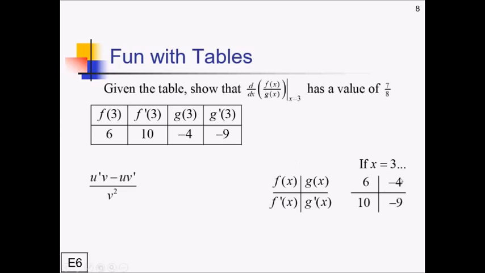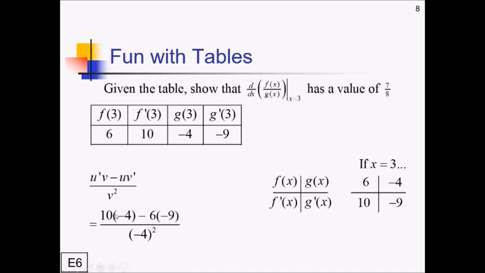Now I'm going to use the ribbon and actually plug everything in. So I've got 10 times negative 4 minus 6 times negative 9. It's minus because this is quotient rule. All of that divided by negative 4 squared. Now at this point, although I could leave this the way it is if it were normal free response, they said show that this derivative is 7/8. So I actually have to simplify this a bit and show that this equals 7/8.